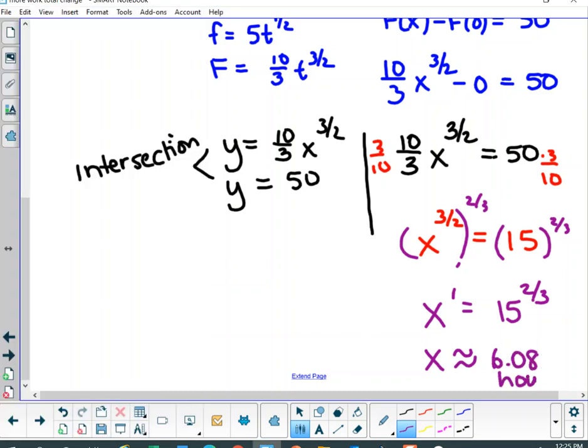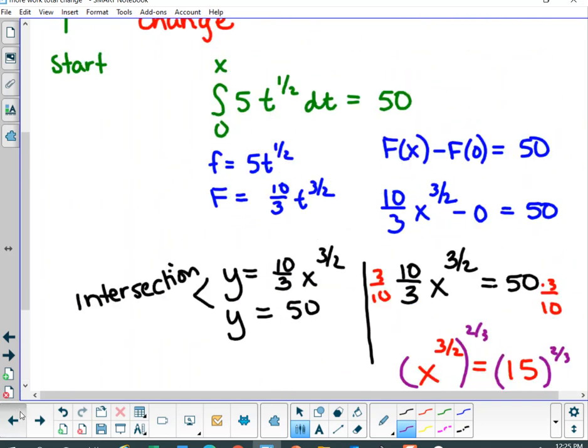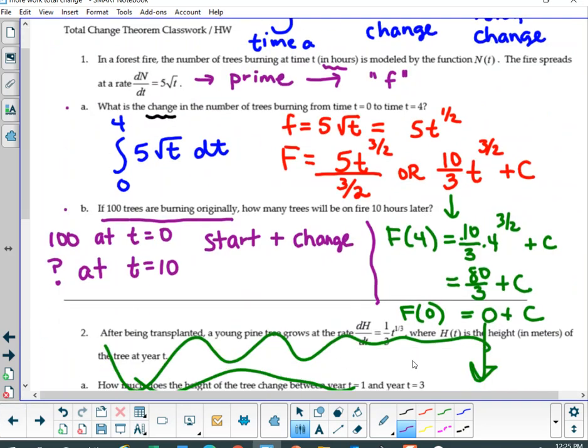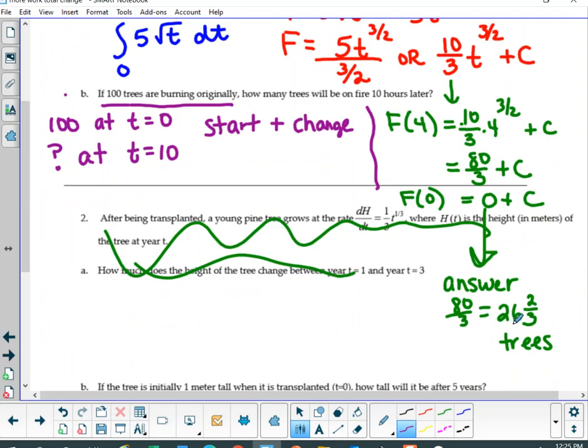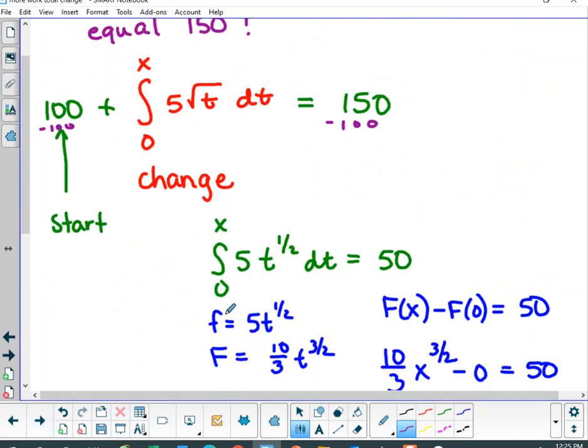6.08, I think these were hours. So about 6 hours in, we'll get about 50 more trees on fire, and we'll get to 150. That kind of makes sense with the 4-hour amount was like 26. So we know we had to go more than 4 hours. The 10-hour change was like 100. It's not the same amount of change every hour, so we can't just take, well, if I know the 4-hour change, I know 1 hour change, and then take it times 10. That will give you an estimate, but it will not give you the exact value.